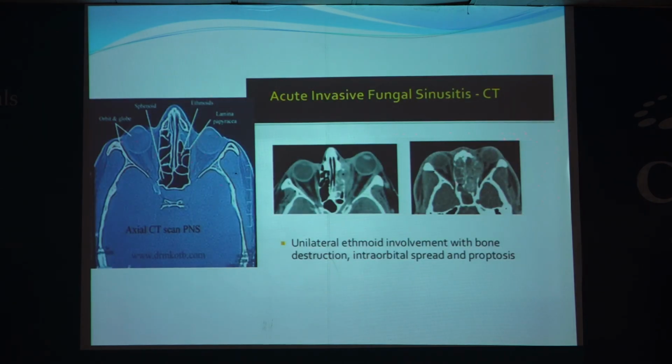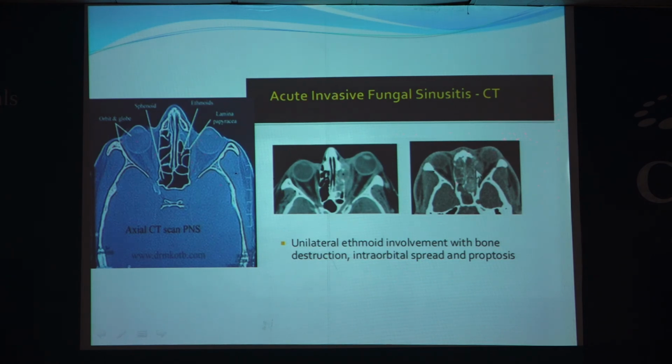Now paranasal sinuses, a quick view of the paranasal sinuses. One selected section at the level of the orbits, we can see this is the ethmoid sinuses, the sphenoid sinuses, these are the orbits. Now we can see here an abnormal soft tissue is seen in the left ethmoid sinuses, and there is a breach in the bone.